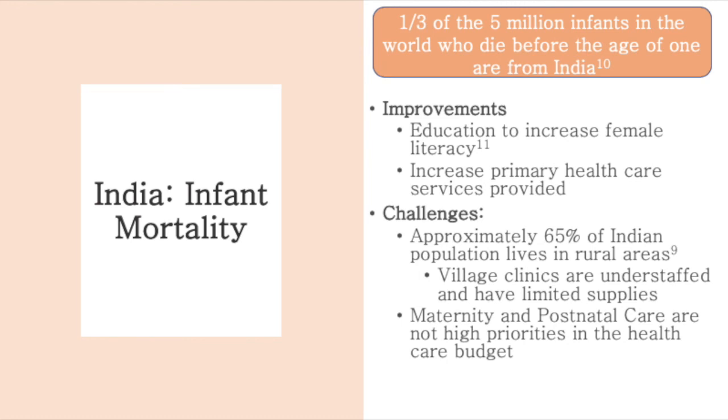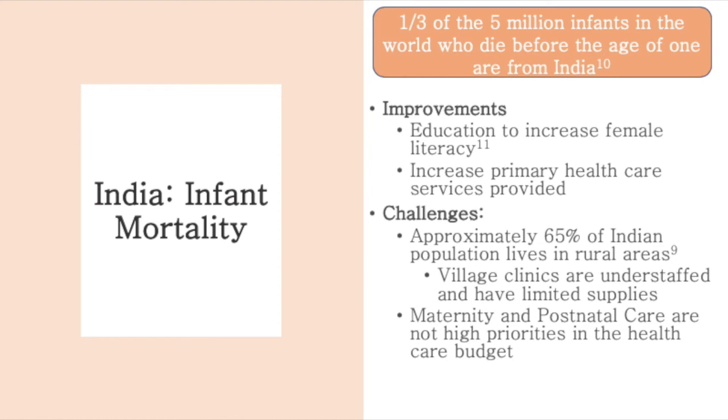And as I mentioned at the beginning of this presentation, India has one of the highest rates of infant mortality in the world. A quick stat for you is that 1/3 of the 5 million infants in the world who die before the age of 1 are from India. So they've been trying to decrease their infant mortality rates, not without some challenges though. A few improvements they've been trying to make include education to increase female literacy. They found a strong negative correlation between female literacy and the infant mortality rate.